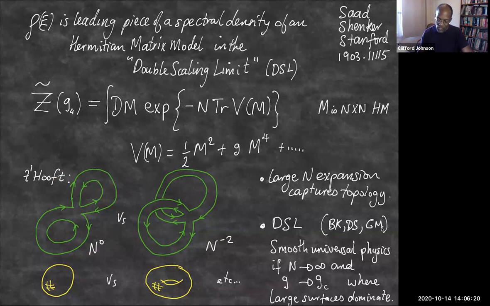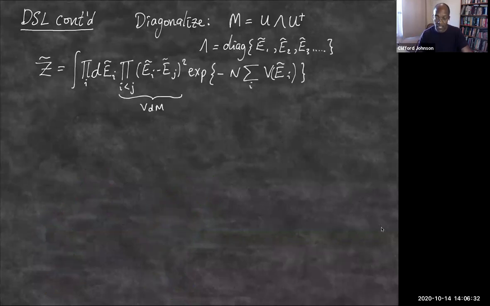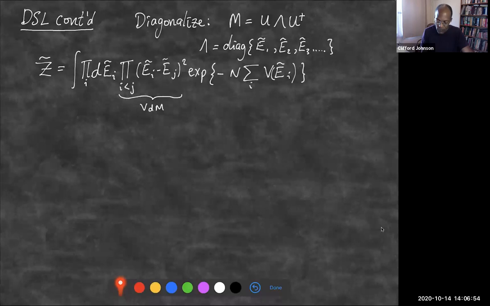So what Stanford and Shenker and Saad, Triple S, showed was that a model that has that character is essentially also controlling the description of JT gravity. I need to just say a little bit more in order to show you exactly how that description works. And it goes as follows. What you do, in studying these matrix models, is you actually work with the eigenvalues. You diagonalize the matrix with a unitary. And then you have this lambda object here, which is essentially just the energy eigenvalues running down the diagonal.